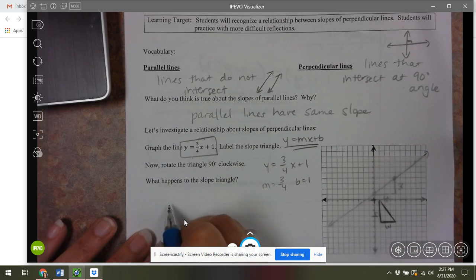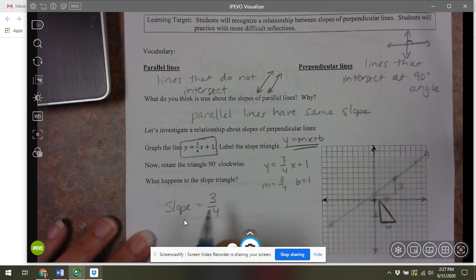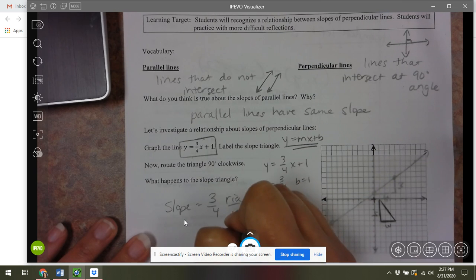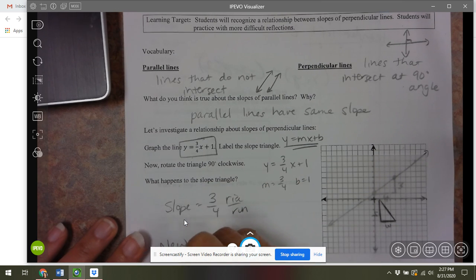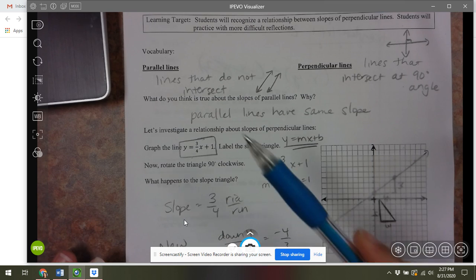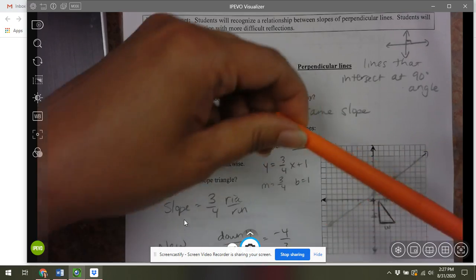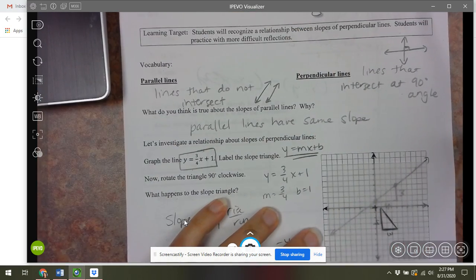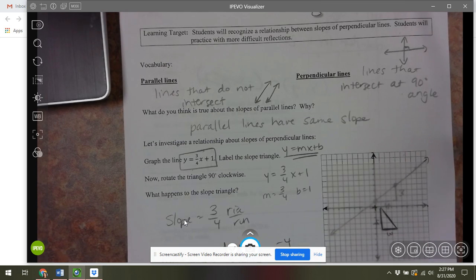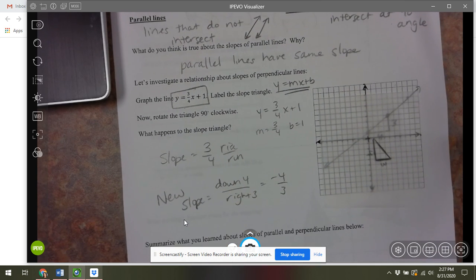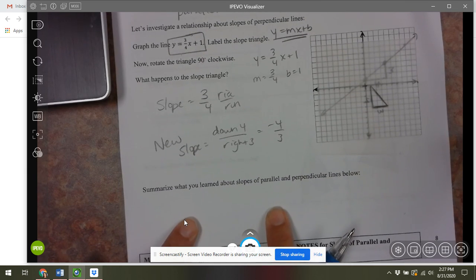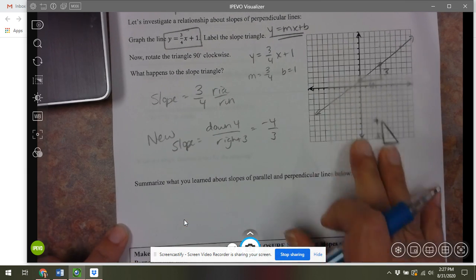So the slope in the first triangle was 3/4, rise over run. In my new slope, it goes down 4, right 3. Down is negative slope. Do you remember in Algebra 1 that if the line goes up, positive slope, down is negative slope? See how this line now would be negative slope because we rotated it 90 degrees. So the important part of that is down here. Slopes of parallel and perpendicular lines.